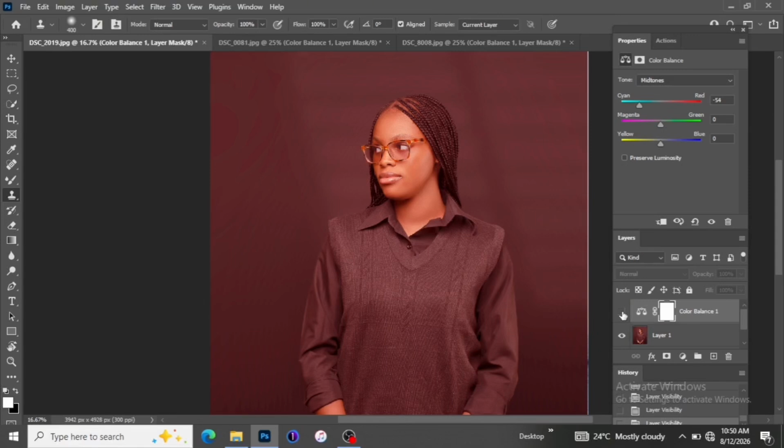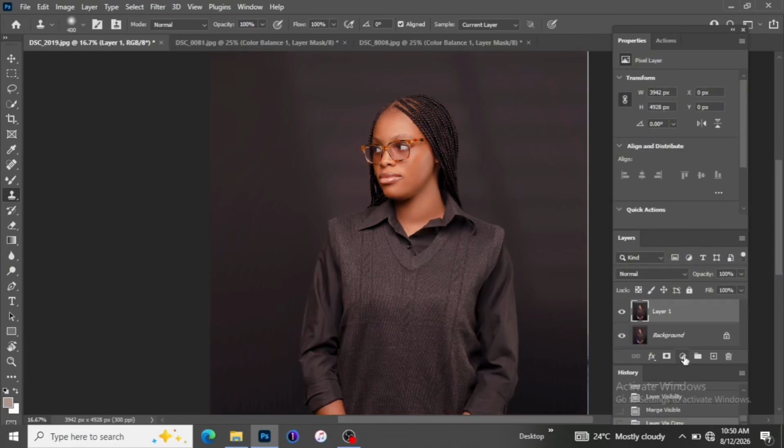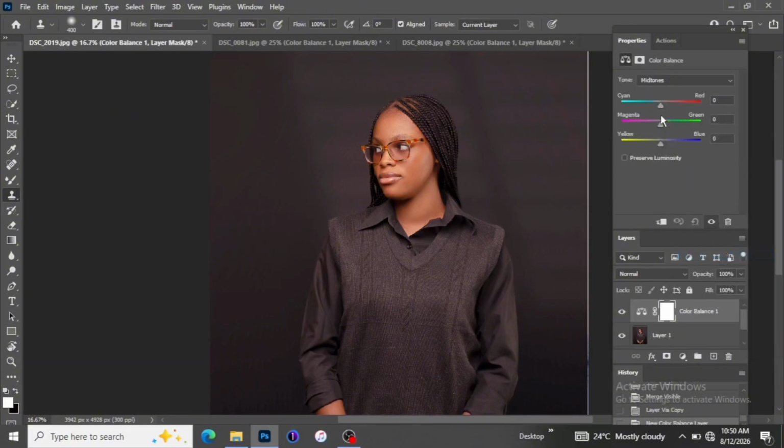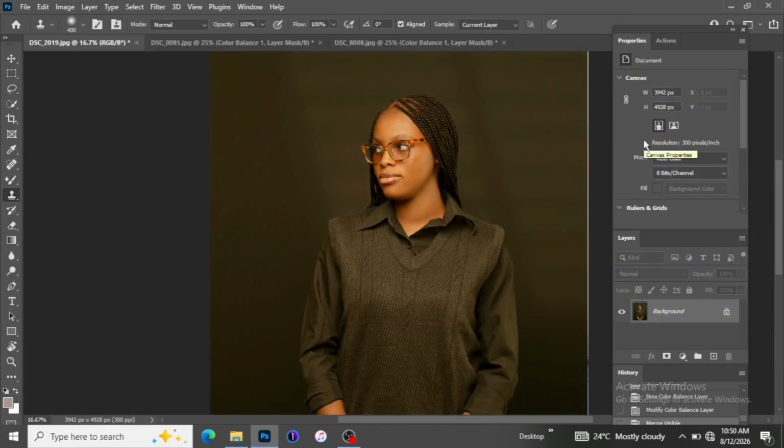Is it red? Is it yellow? Is it blue? So if this picture is yellowish in nature, for example, let me show you. Let's assume that this picture is like this. All you need to do is look at the picture carefully. Which color is prominent in this picture and how am I going to balance it? Okay, yellow is prominent in this picture.